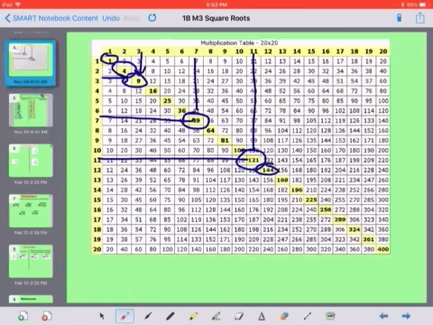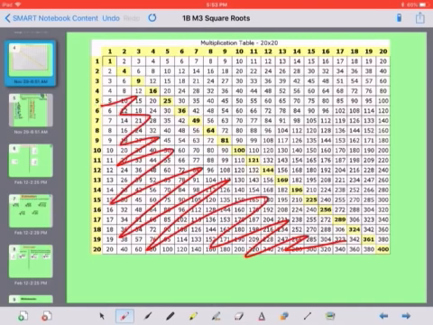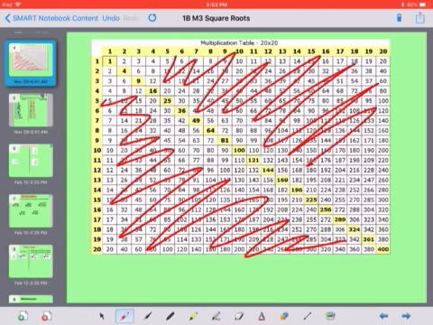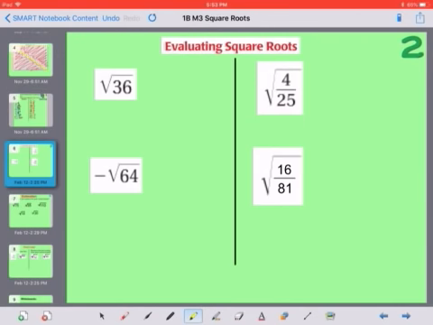It might be helpful if on your multiplication chart you highlighted all of these ones in the diagonal, the yellow ones that I have here. We don't care right now about any of these other numbers. Please don't cross them off on yours. You might want them for multiplying. But right now we are only worried about these ones in the diagonal, those perfect squares. So let's look down at slide 2, evaluating the square root.